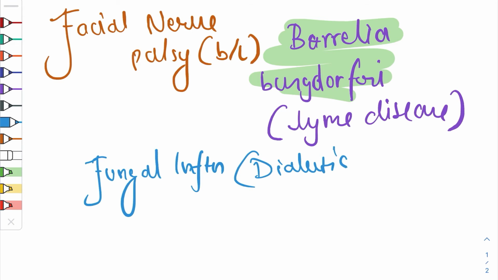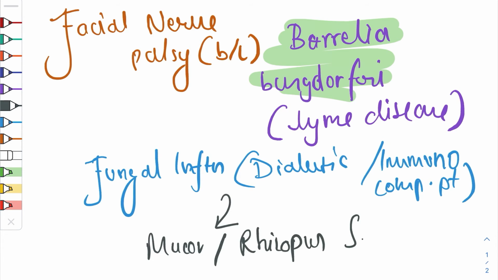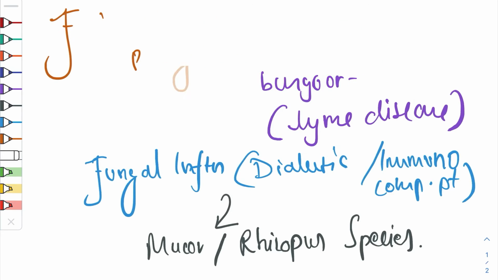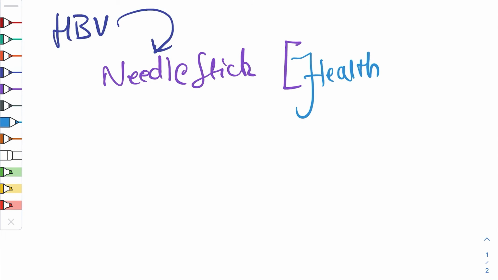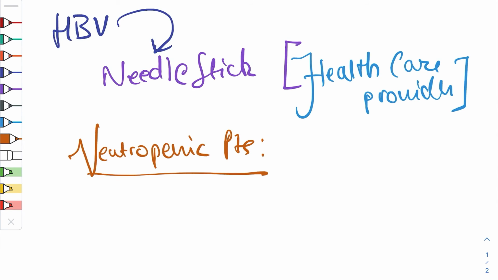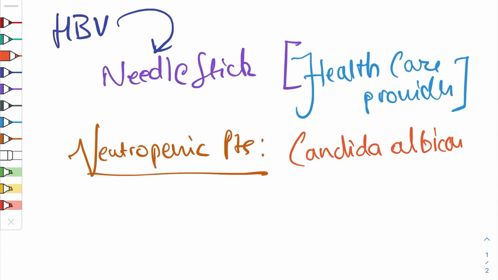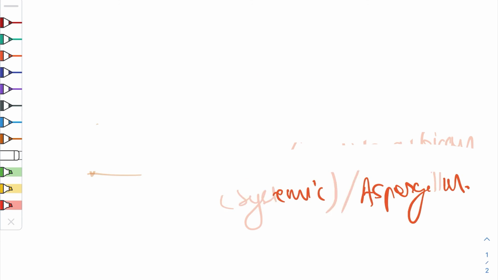Fungal infection in diabetic and immunocompromised patients, that's Mucor and Rhizopus species. HPV, there's needle stick appearance and seen in healthcare providers. And neutropenic patients, there's Candida albicans, that is systemic, and aspergillosis.